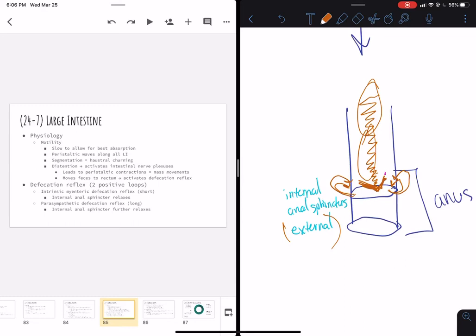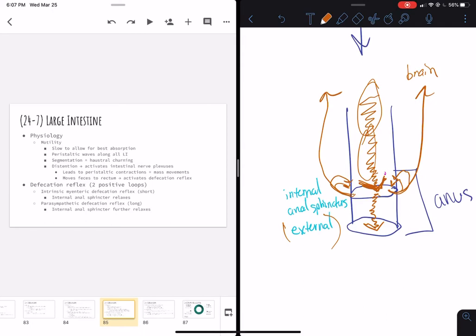Then that short reflex turns into the parasympathetic defecation reflex after we get enough movement. That's a long reflex, so that's going all the way up to the central nervous system and telling it, hey, we've got a lot of storage up here. What do you want us to do about it? Then the anal sphincter starts to relax. It relaxes the most. And then the feces will start depositing against the external anal sphincter, and hopefully by that time you've already talked to the brain and said, hey, we've got stuff going on down here. Maybe you should find a bathroom.